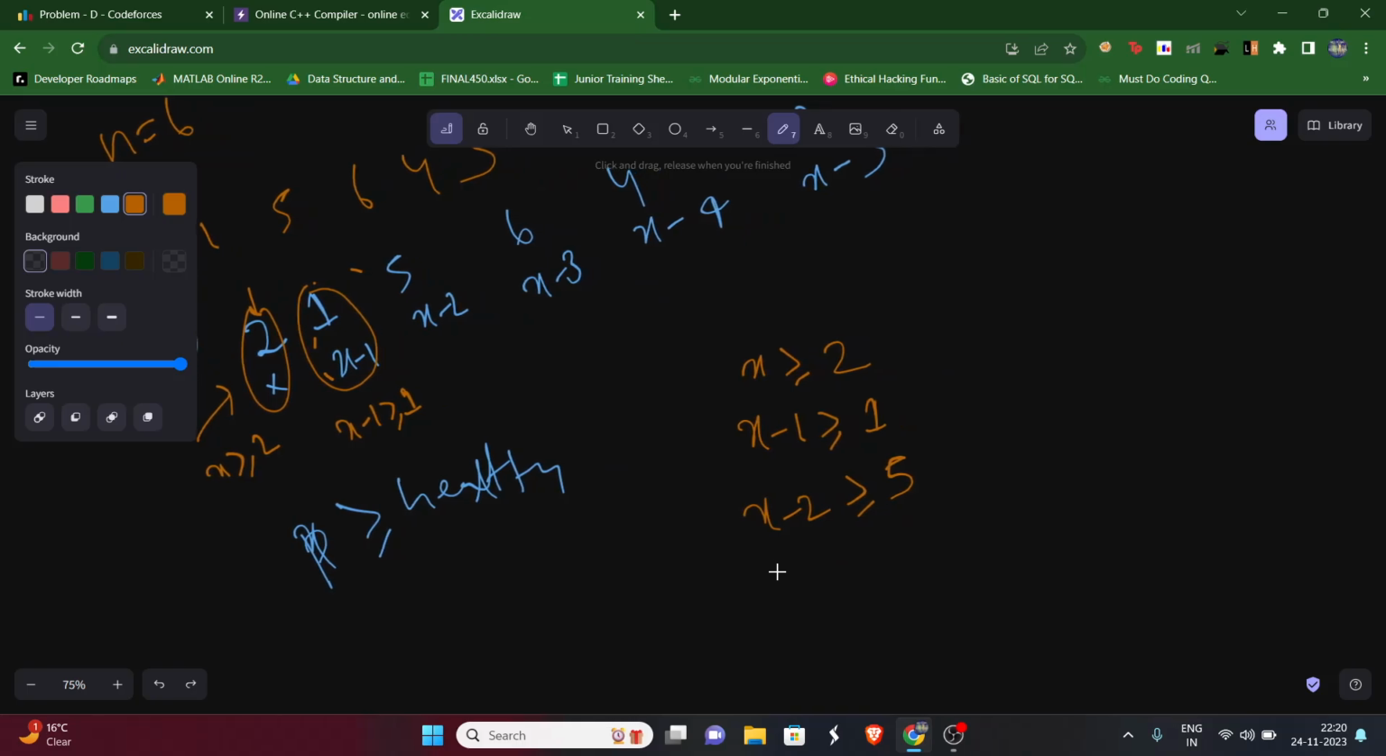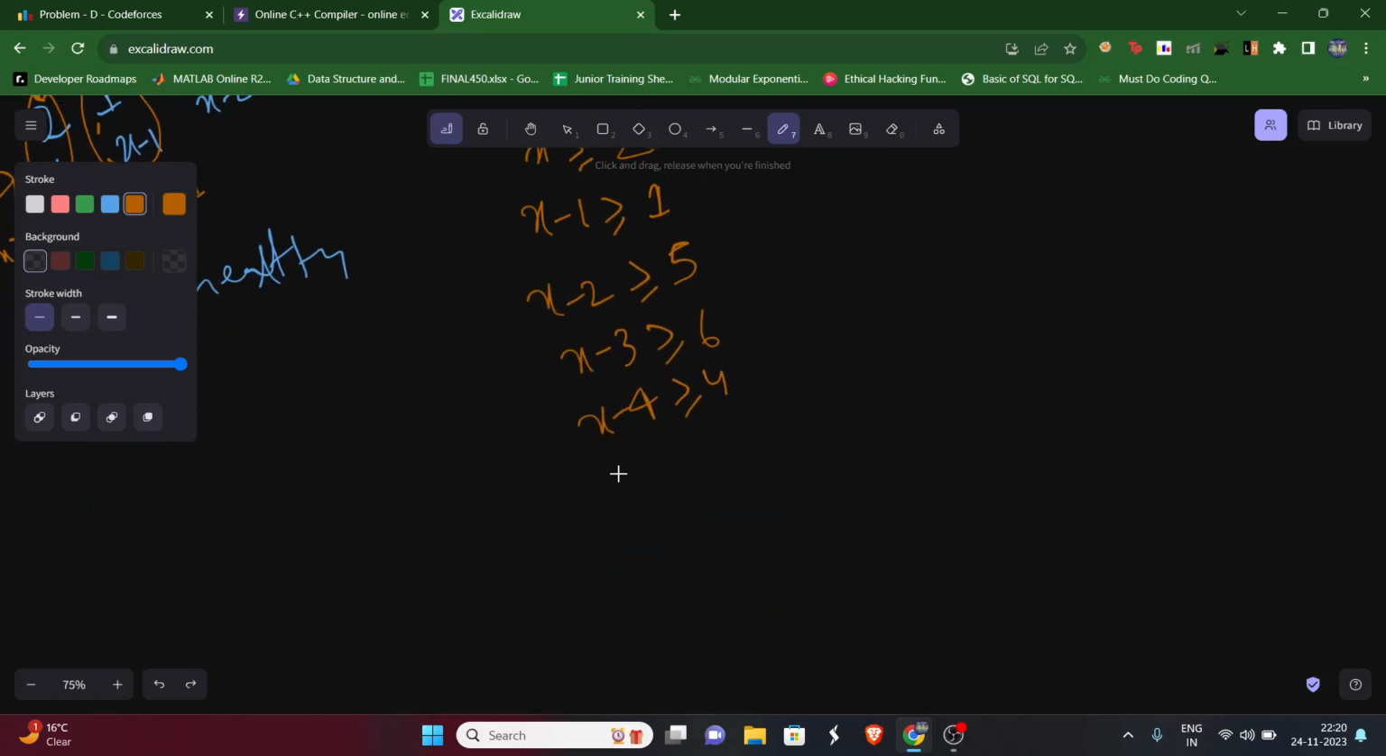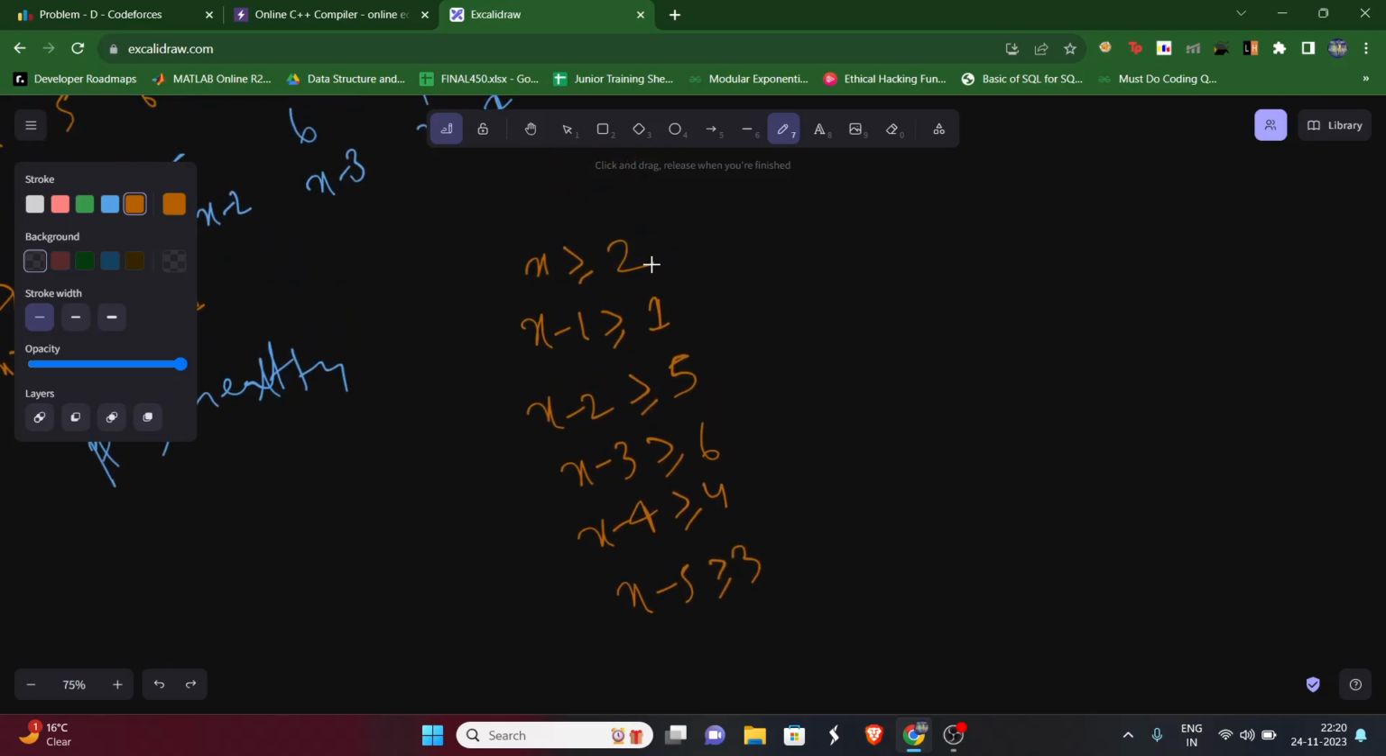Similarly, what we can write, x minus 3 should be greater than equal to 6, and x minus 4 should be greater than equal to 4, and finally x minus 5 should be greater than equal to 3. So if we calculate the value of x, here it is quite clear that it should be greater than equal to 2. From here it is also coming that x should be greater than equal to 2.